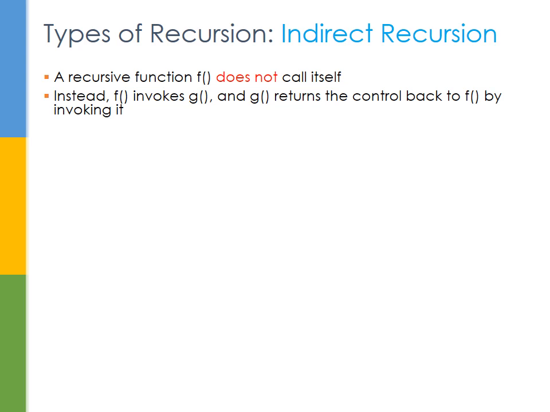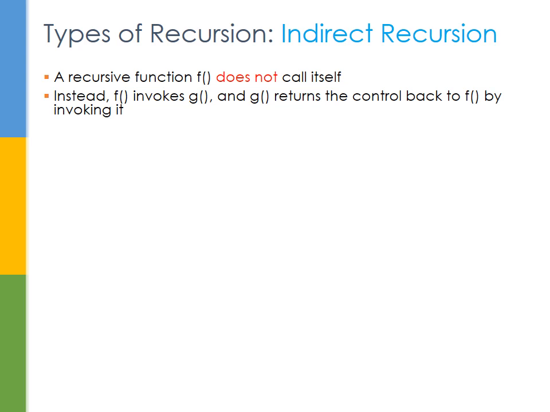So we may have a situation where we have a function f. F then calls function g, in other words, it invokes function g, and then function g will invoke function f again. So in other words, it passes control back to function f. So what we have here now is a circular series of calls. We have f calling g, which calls f, which may then again call g, which will call f.